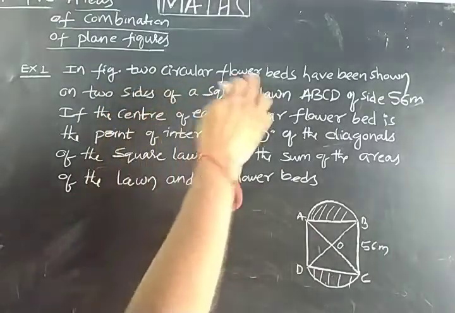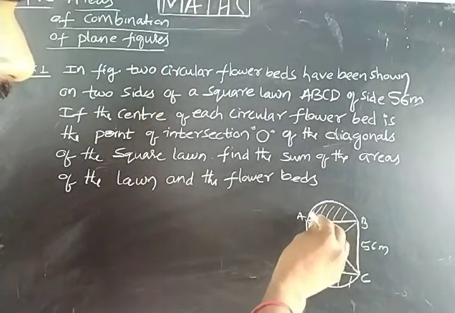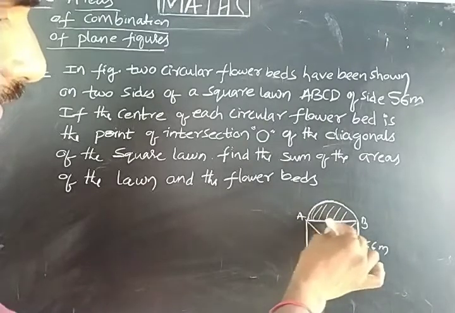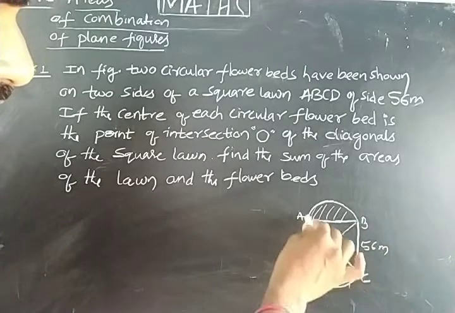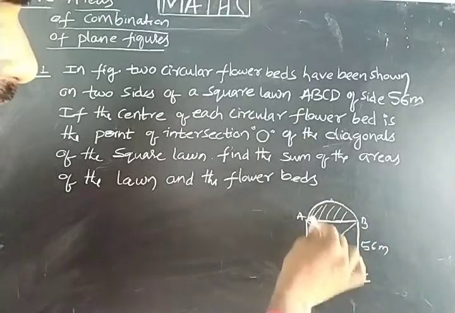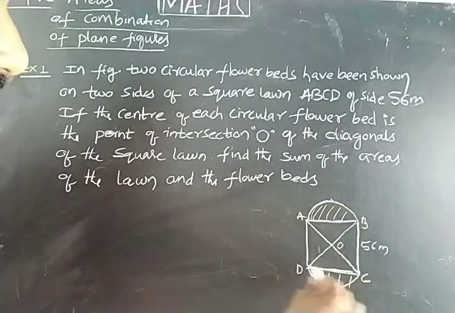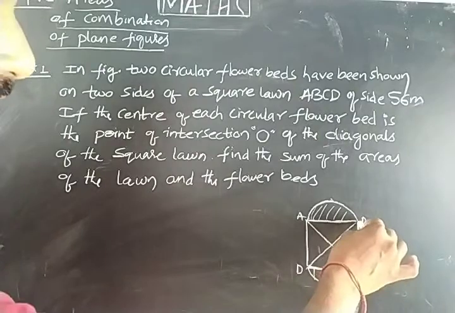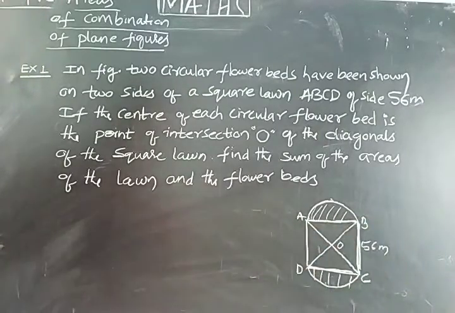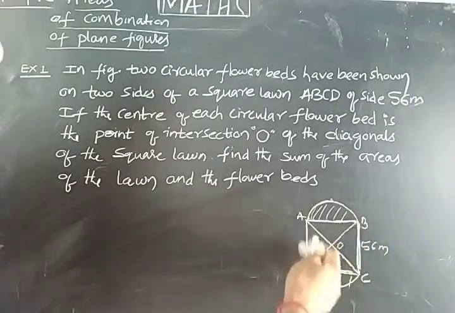In the figure, two circular flower beds. In this figure we have two circular flower beds which are at two opposite sides of the square. ABCD is a square lawn, and on side AB we have one circular bed, and on side DC also we have one circular bed, and the side of this ABCD lawn is 56 meters, right? So we have the one side length of square.